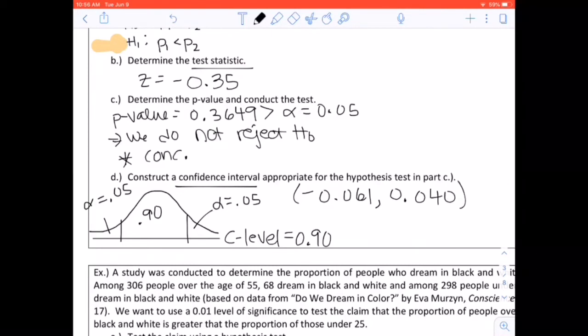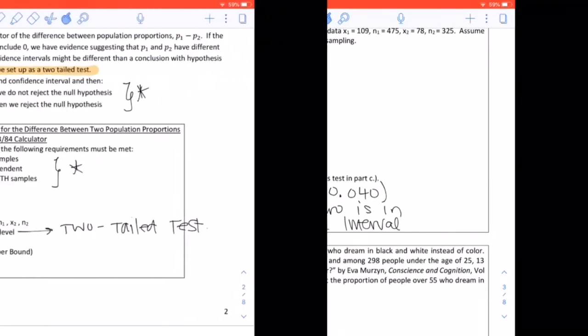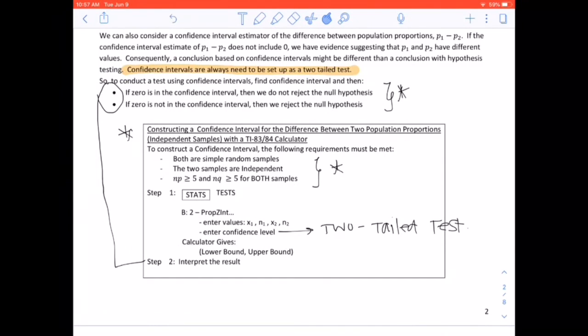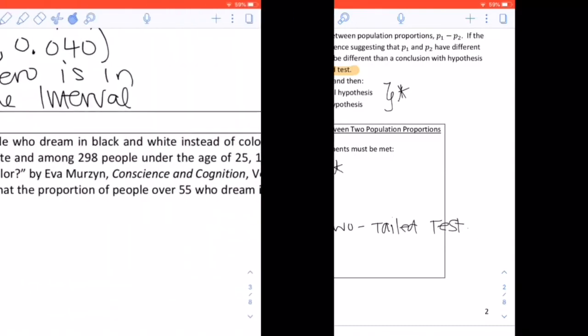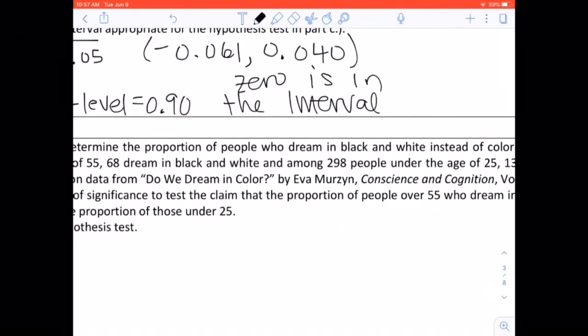And so from here you need to ask yourself if 0 is in this interval. 0 is in the interval. And what does that mean? So if we go back up, this says if 0 is in the confidence interval, then we do not reject the null hypothesis. So 0 is in the interval, which means do not reject H0.